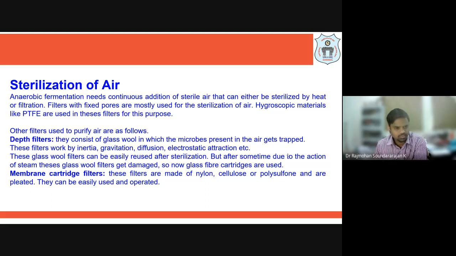So there are other types of filters like depth filters, and membrane cartridge filters made of nylon, cellulose, polysulfone, which are also being used. Okay, so they are easy to operate. So that way they are also preferred. Okay, so if it is a depth filter, they will mainly work upon the principle of inertia, gravitation, diffusion, electrostatic attraction, etc. So these depth filters will be making use of them.